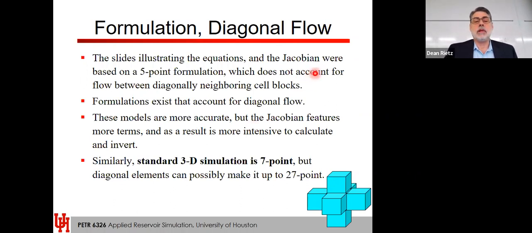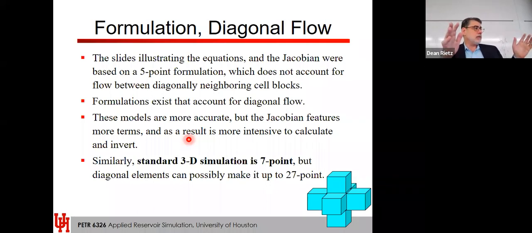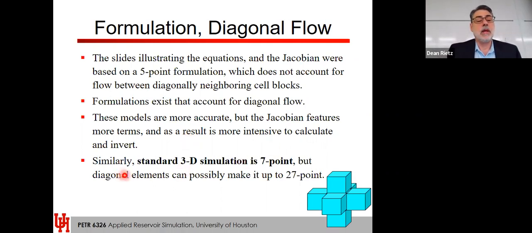We talked about this already, but these slides illustrating the Jacobian were based on a 5-point formulation, which does not account for flow between diagonal neighboring grid blocks. The more accurate models make the Jacobian feature more terms, and of course that means more time. Remember, it's still the same size model, but there are more elements in there, and that takes more time to invert the matrix and solve it. Similarly, standard 3D simulation is 7-point, but with diagonal elements it's 27-point, though I've never seen it. I know they've done research on it.